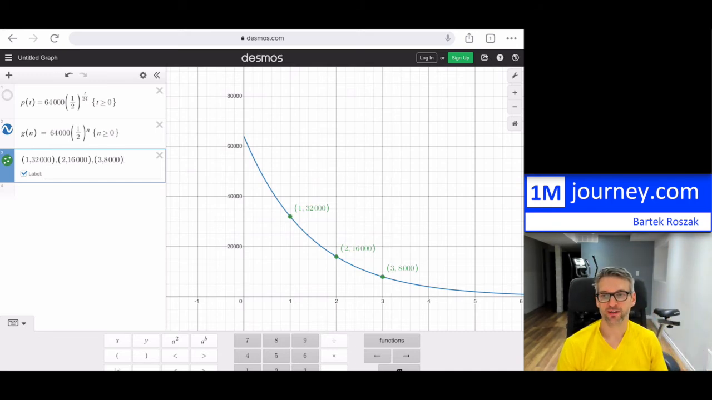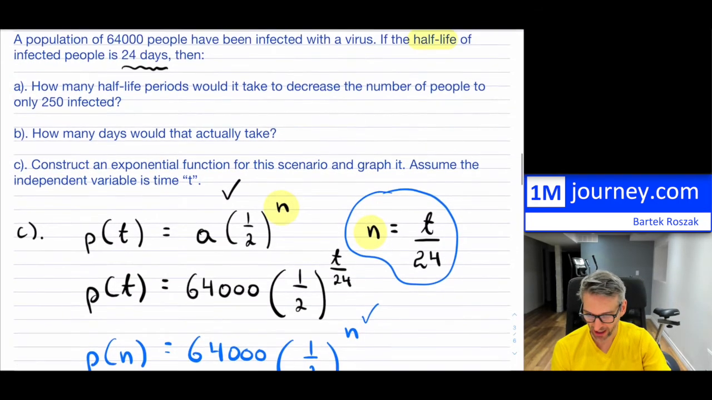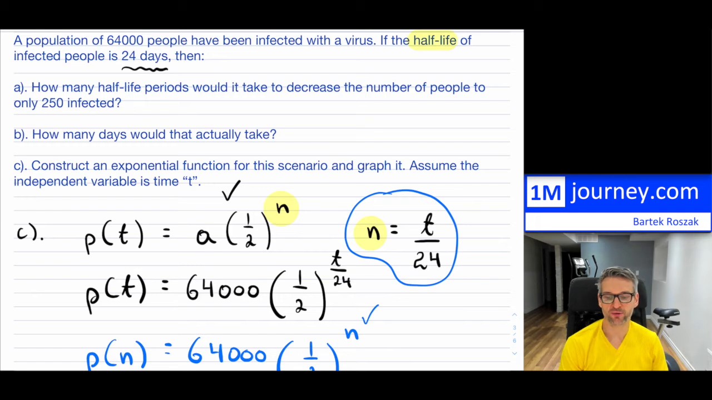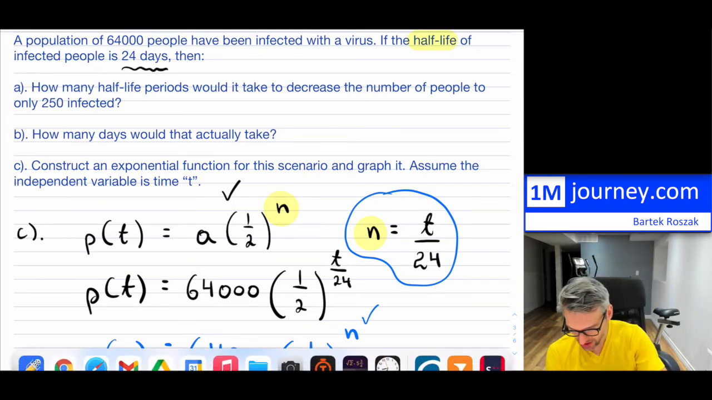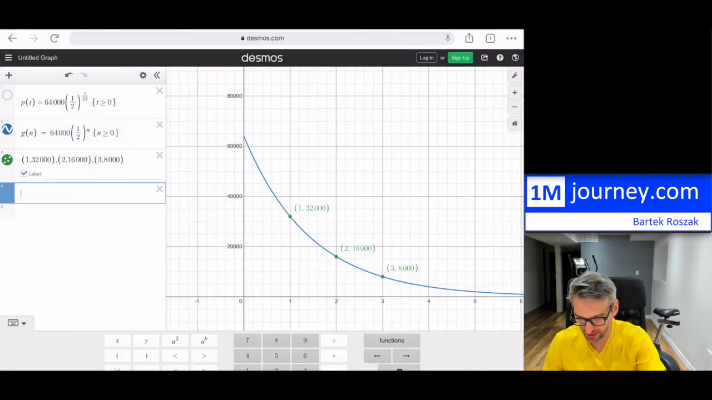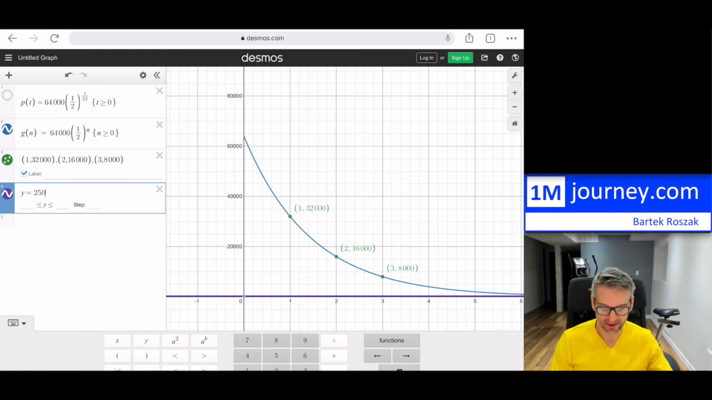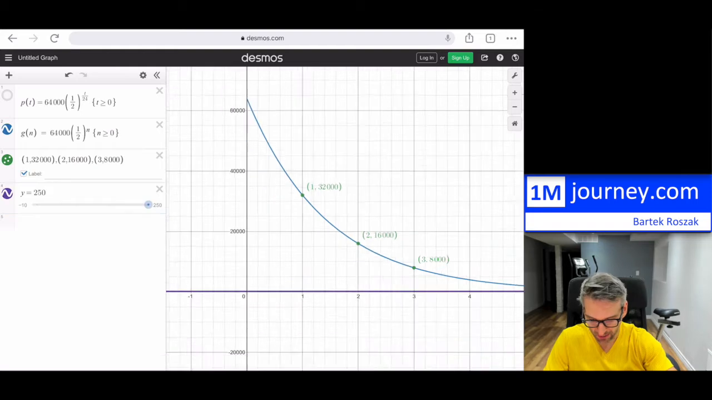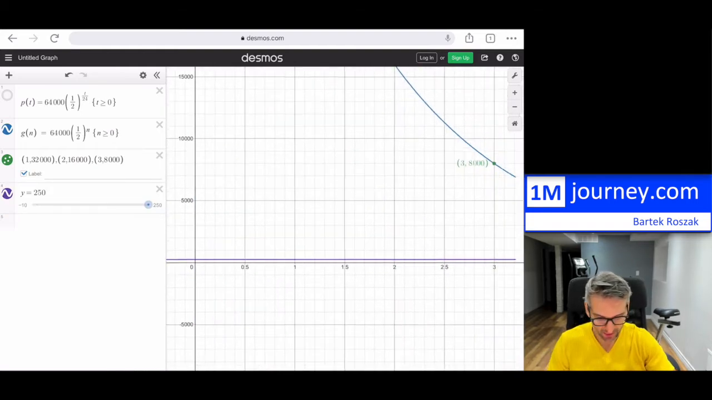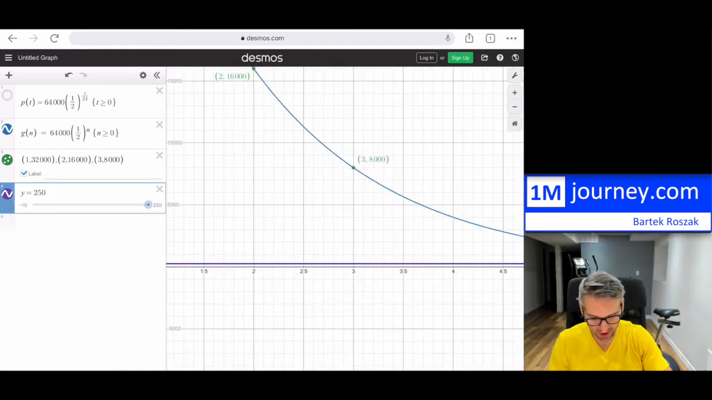Now, if you recall, in part A of the question, they asked, how many half-life periods would it take to decrease the number of people to only 250 infected? So if I wanted to see that here, let me plot this, because what I want to see is, at 250, that's the intersection between the two graphs. How many half-life periods would that be? I can squeeze in here and just keep going.